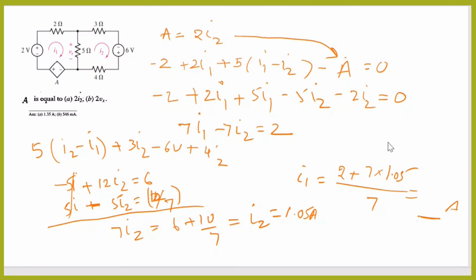So you got the answer, right? The answer I should get is 1.35, but I got 1.34. Okay, no problem. So the answer you should get is 1.35. Similarly, instead of taking A equal to 2I2, you take 2Vx. So you take 2Vx and solve the problem.